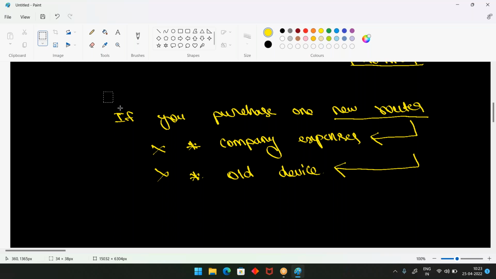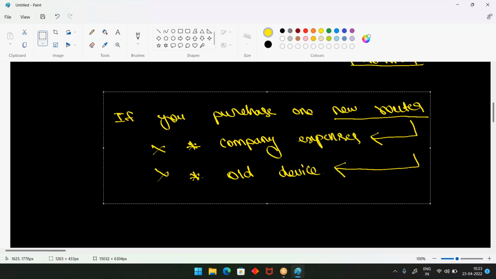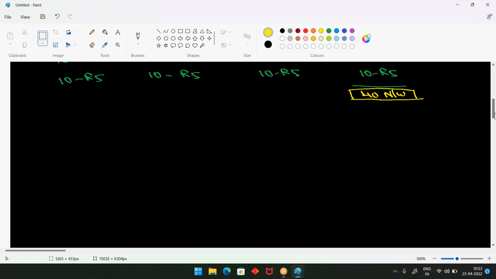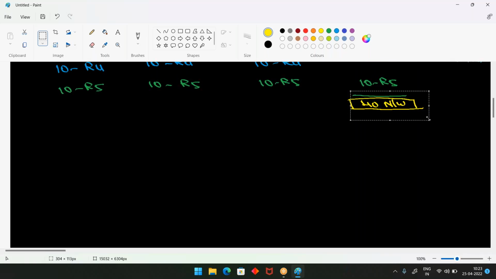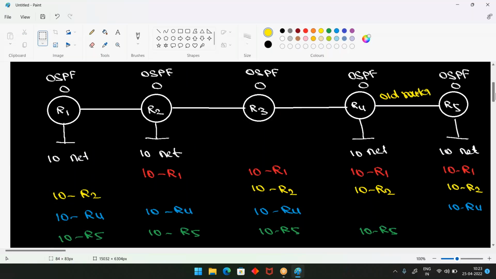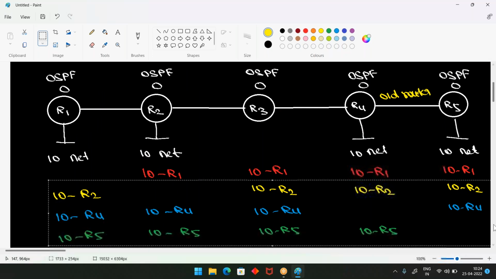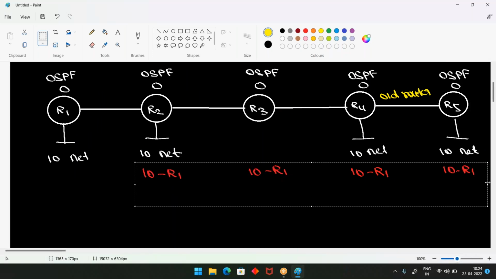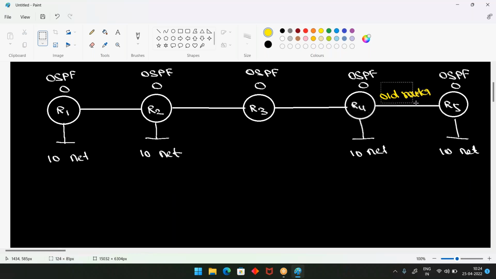Do one thing in this scenario. To reduce these two things, what can we do? Let's try to understand here. So what can I do this time? In this R4 router, let's remove the area 0. In the R5 router, let's remove the area 0.